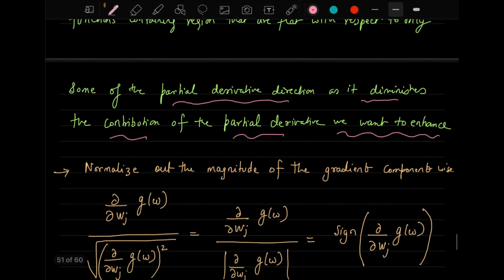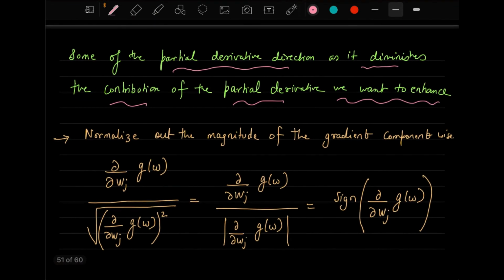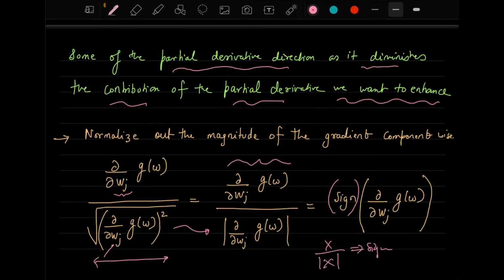So instead of dividing it by the summation of all the partial derivatives, what we do is divide it by the specific derivative that we have for that particular direction. We are not dividing now by the summation of all the derivatives, but by the specific derivative wj. So this can be written like this, and this is a signum function which takes this into account. So x divided by mod of x is also called the signum function. So I'm writing it like this.